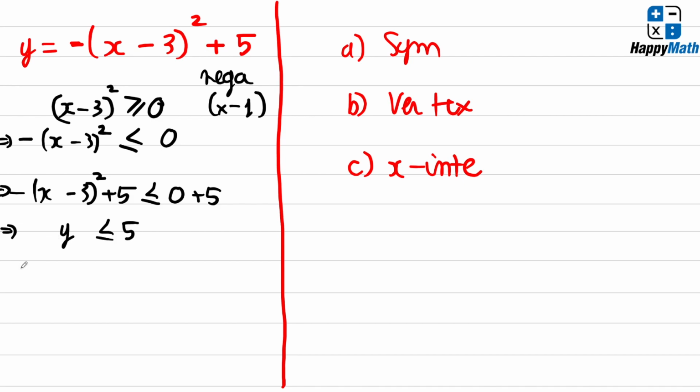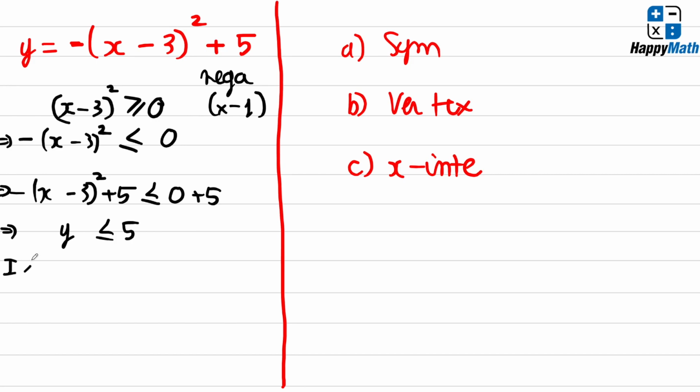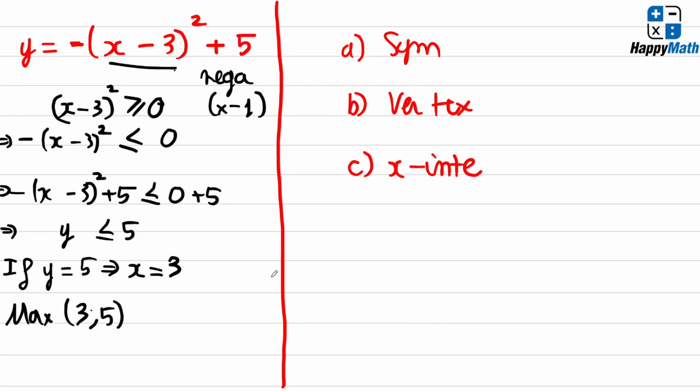So you get a maximum point for this question. If y equals 5, h will be equal to 3. So the maximum point is (3, 5). Okay, you got the maximum point, it means you got the vertex, and it means you got the line of symmetry: h equals 3, vertex (3, 5).